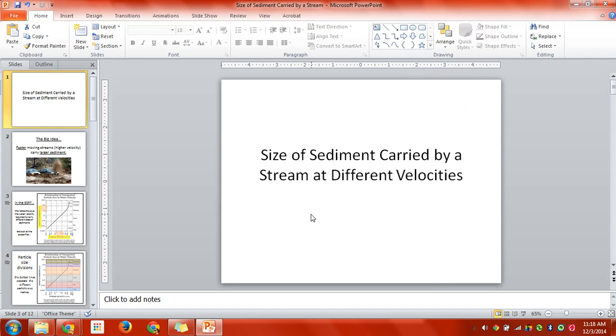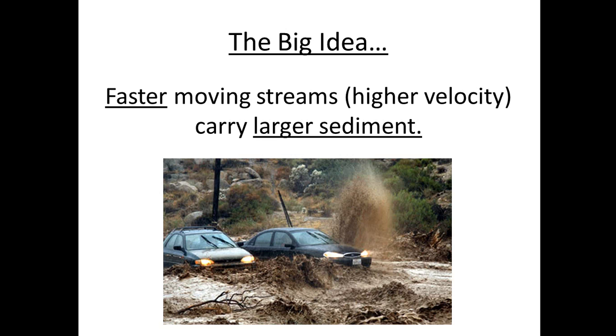Let's take a look here at the size of sediments that are carried by streams at different velocities. So, the big idea that probably is pretty obvious is that faster moving streams with a higher velocity carry larger sediment. Just think of a flood. When there's a flood, the water is moving really fast, like in this picture here, and it can carry things like cars and parts of houses in really, really big pieces.